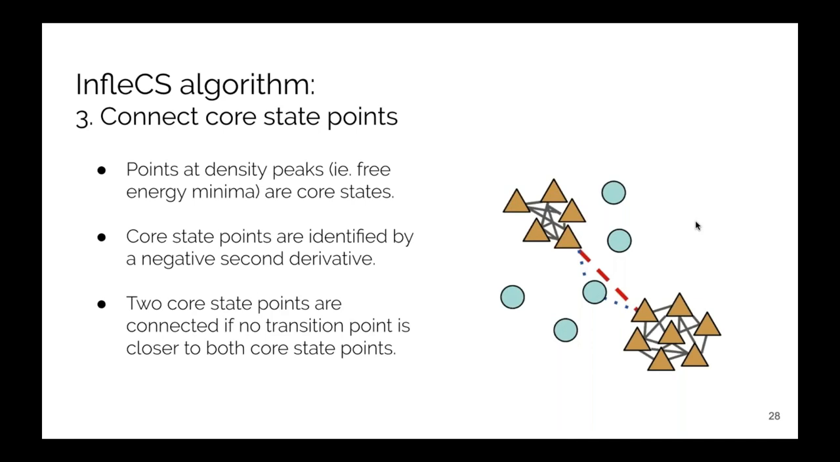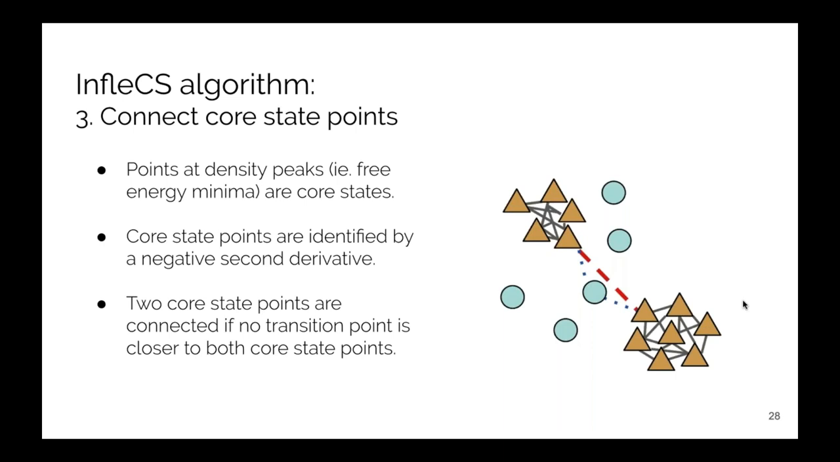So to be able to extract the core states, we need to join together the points that are in the same free energy minimum. We do this by allowing connections: two core state points are connected if they don't have a transition point between them. So for example, here we don't allow a connection.